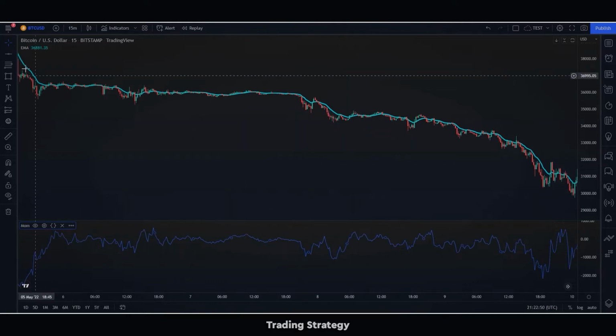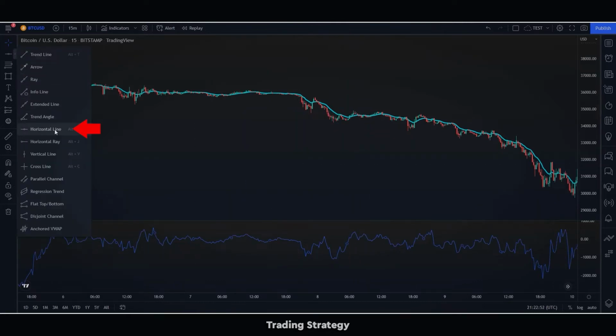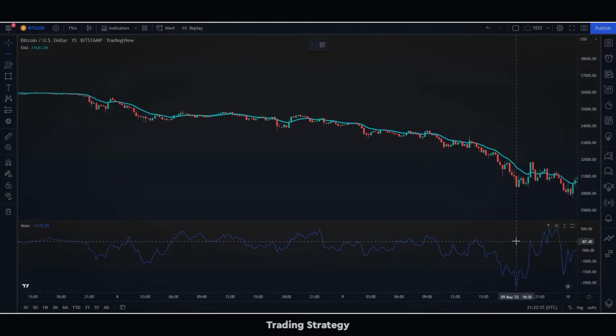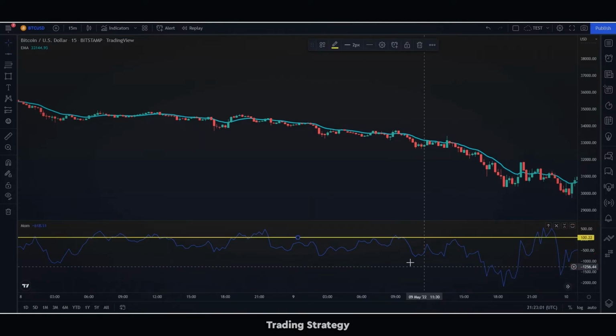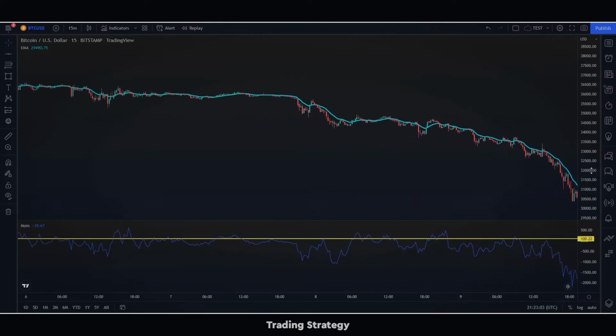And with the help of the horizontal line tool, we will mark a line at the value of 100 of the momentum indicator. As I said, this strategy is really simple.